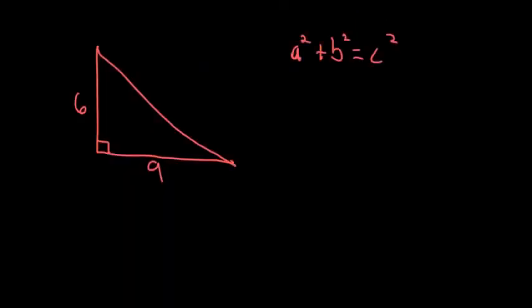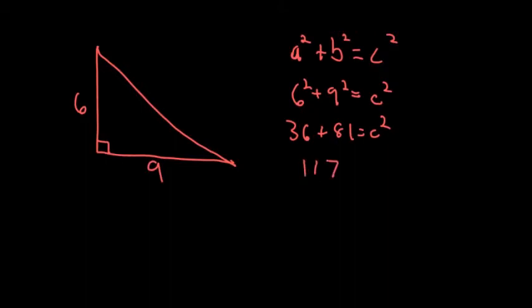Alright, so let's practice another one. So again, I'm given my legs of 6 and 9. So I'm going to do 6 squared plus 9 squared equals c squared. So 6 squared is 36 plus 9 squared is 81. That equals c squared. So 36 plus 81, it's going to be 117 equals c squared. So I need to undo my square by square rooting it. So I'm going to have the square root of 117.